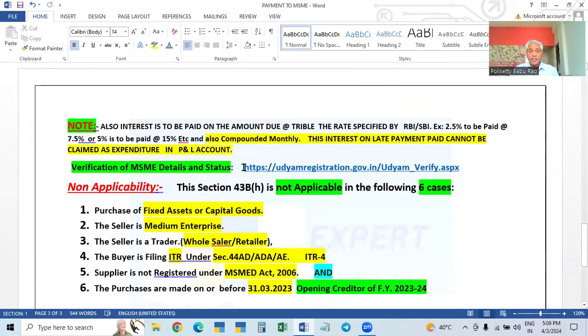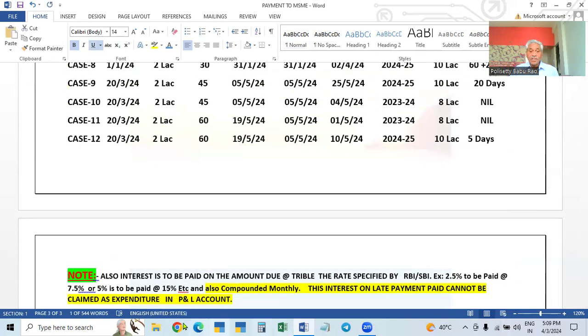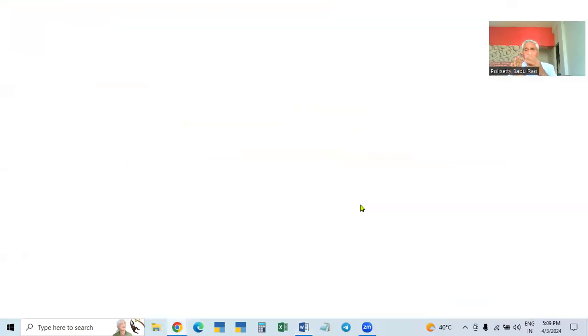There is one verification link here. I'll show you. See here, this is the verification link. Here we have Udyam registration, Udyam verify. So in this case, even if they don't give the certificate, and don't give the number also, then what to do? How do we know whether he is registered or not?